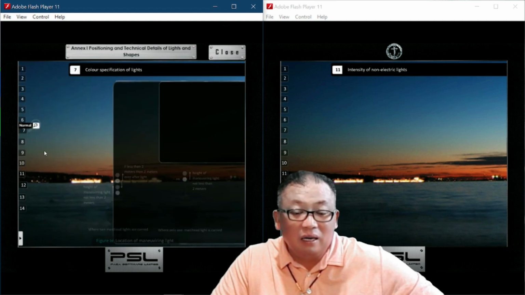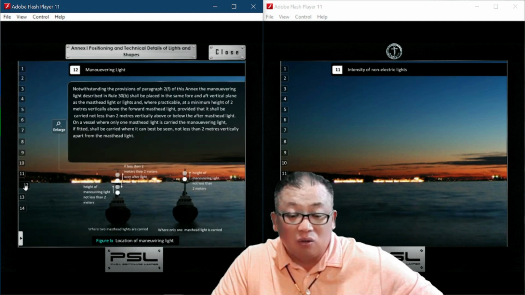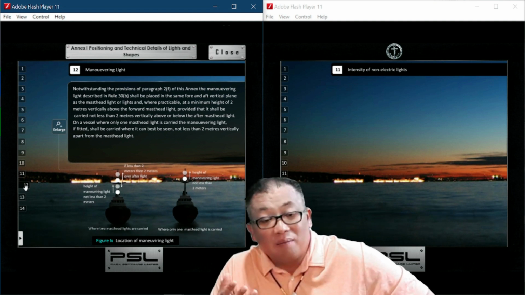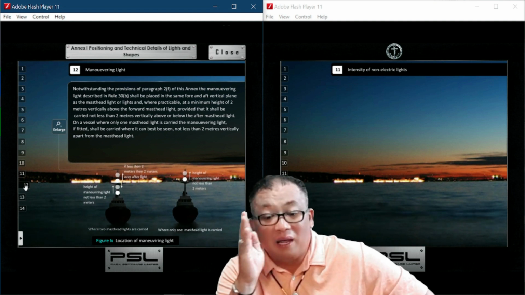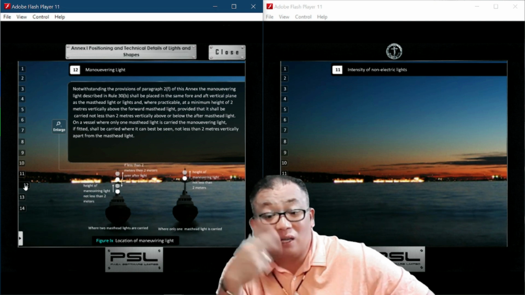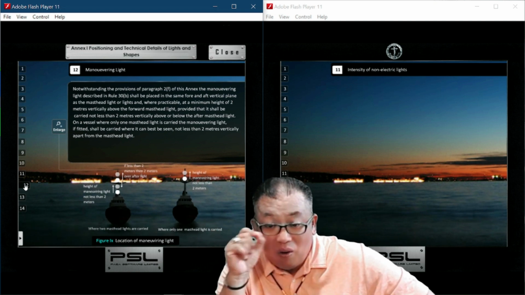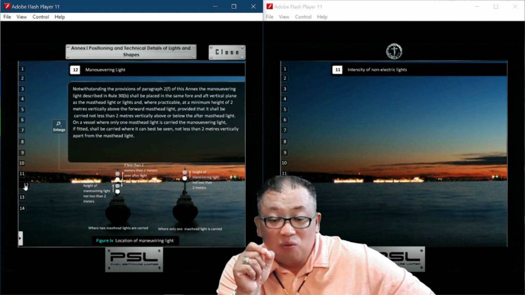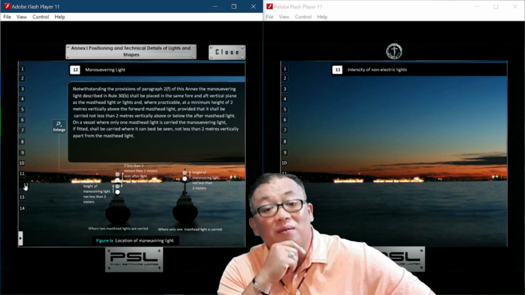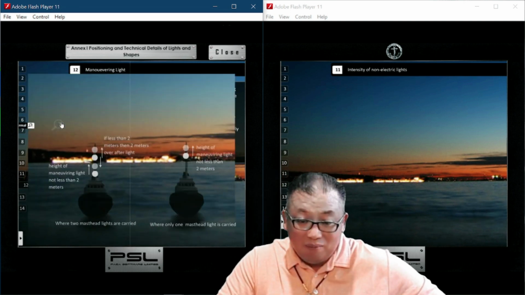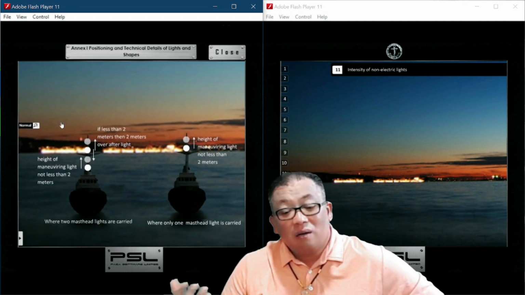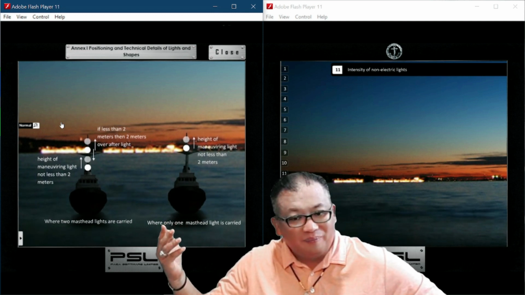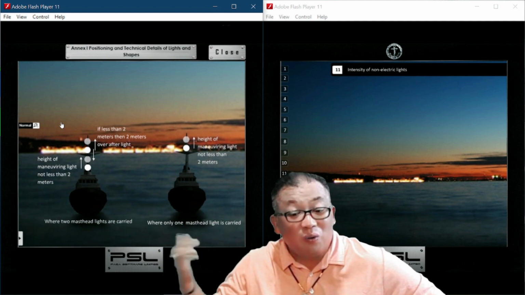So if you read back the rules in Rule 12, there's a masthead light and the maneuvering light, which you can place in between the two masthead lights. However, there is a minimum requirement: at least a height of 2 meters vertically above. The maneuvering light in the drawing is colored gray. The masthead light is colored white.